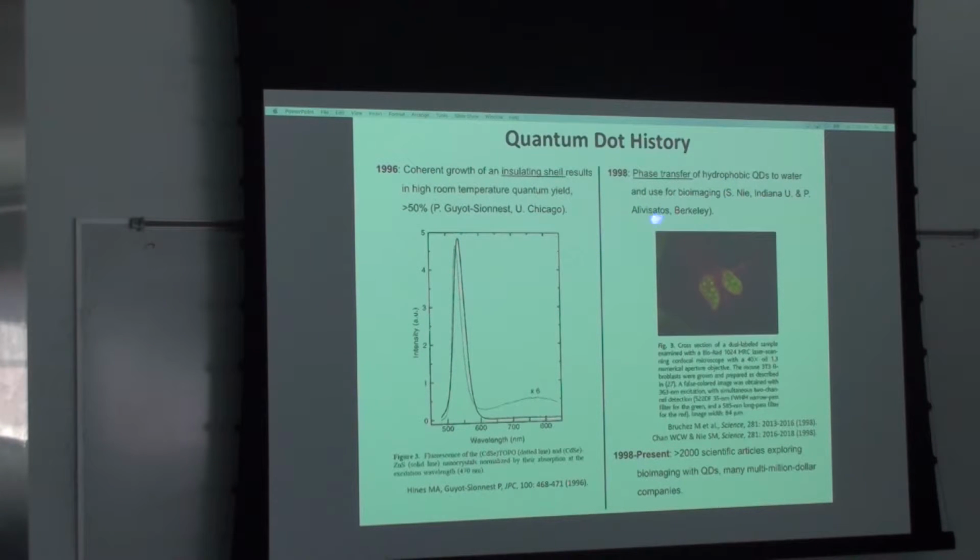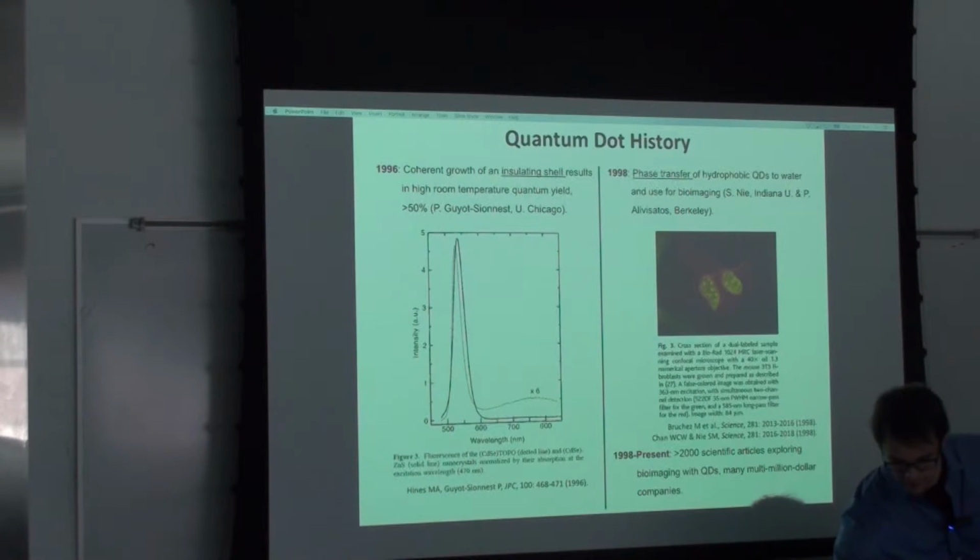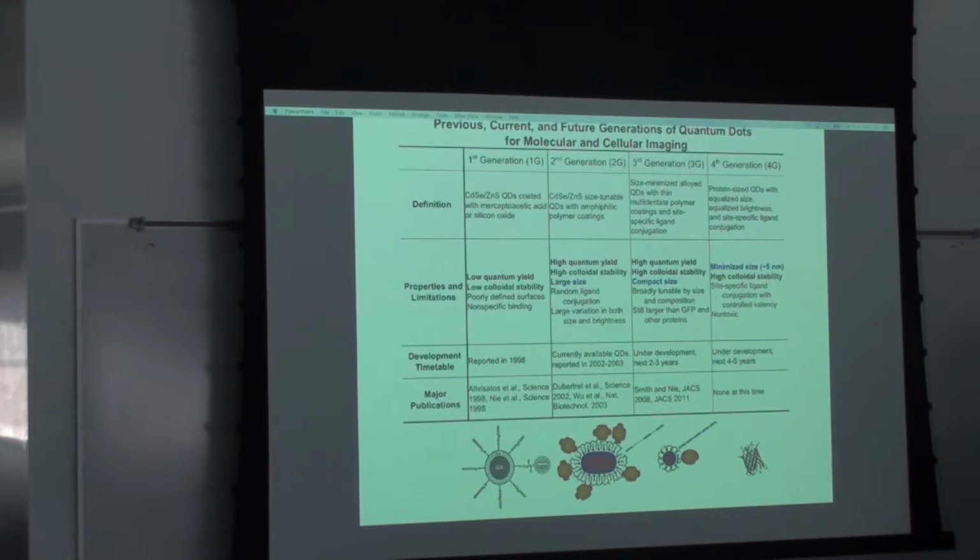And then there was this guy, Paul Alivisatos from Berkeley, who's still a huge name in this field. Since that time, 1998, there have been thousands and thousands of papers on the use of quantum dots in biology. So using them for fluorescence has been a huge thing. And this field has really progressed in terms of what's been capable with them by changing the structure.